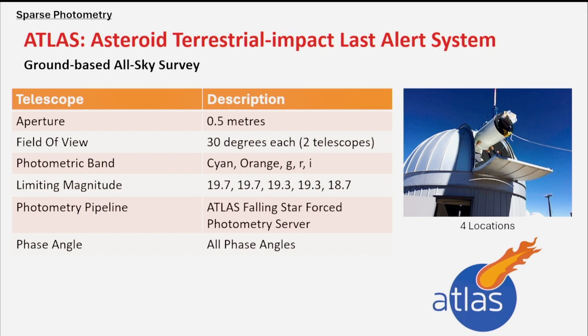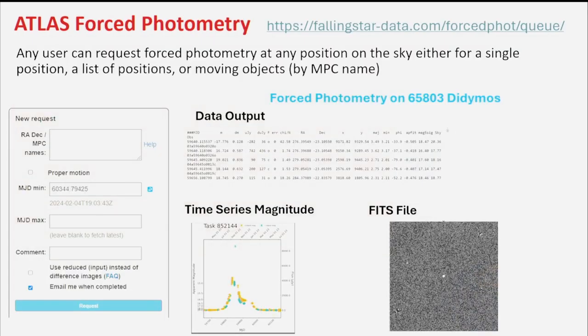This is a ground-based telescope, a 0.5 meter aperture telescope, so slightly smaller. But the good thing about this is it observes all phase angles, the small phase angles as well as the big phase angles, which is exactly what we need. To do this, I used the Atlas forced photometry pipeline, where I could input the MPC code of the asteroid I wanted, and it would give me all of the time series magnitudes that it had collected of this asteroid.